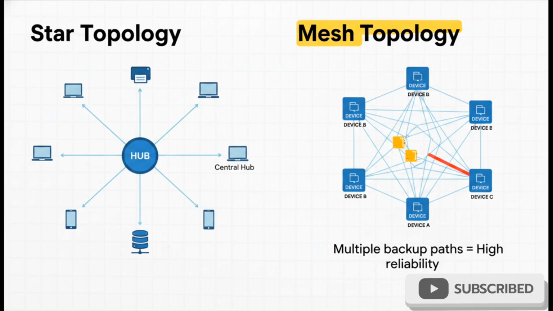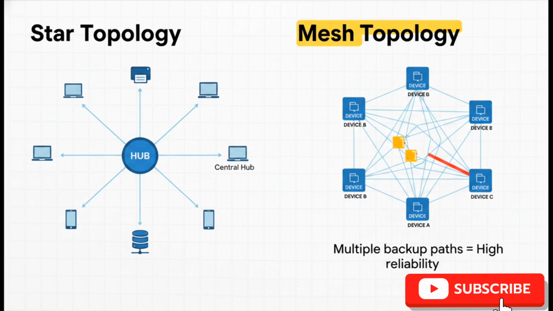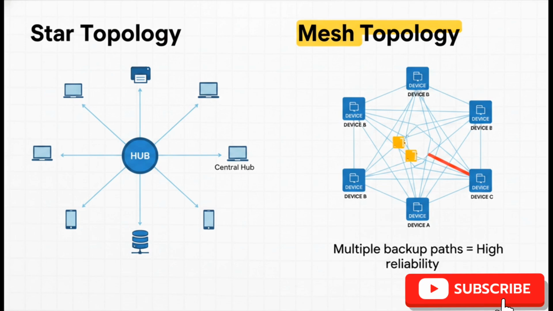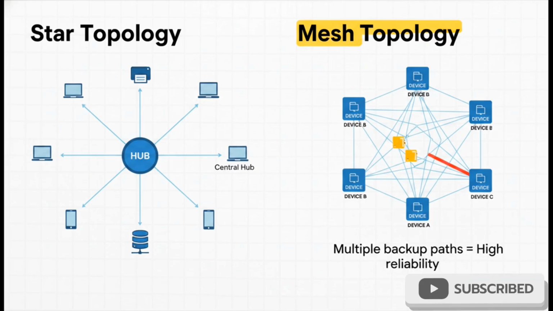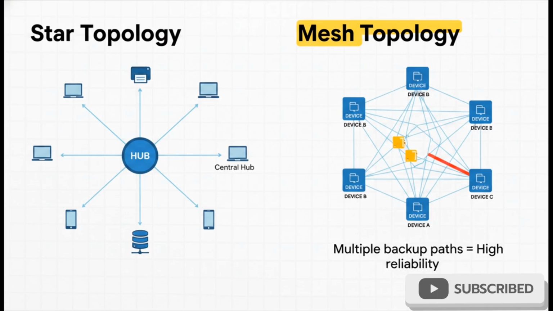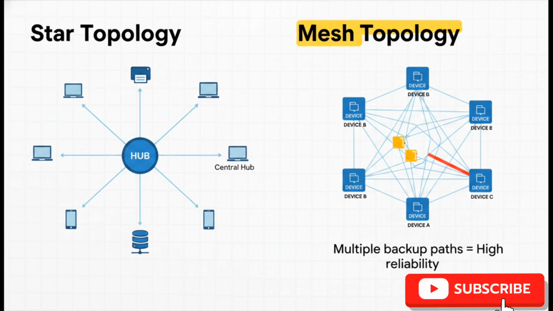But for ultimate reliability, you have the mesh topology, where devices have multiple paths to each other. If one connection goes down, the data just finds another route. And that, right there, is basically how the entire internet works. Super resilient. And last, but definitely not least, let's talk security.